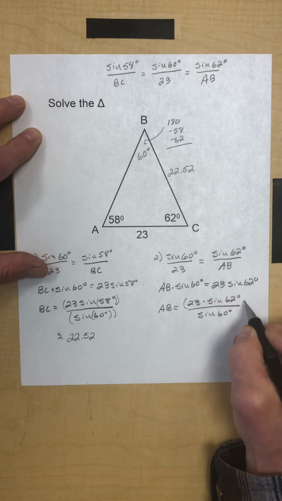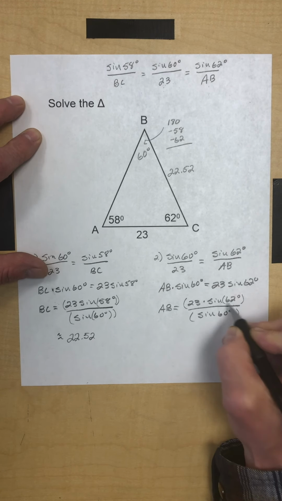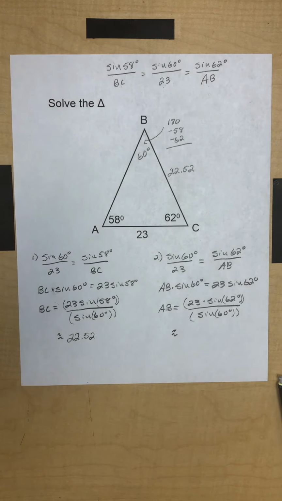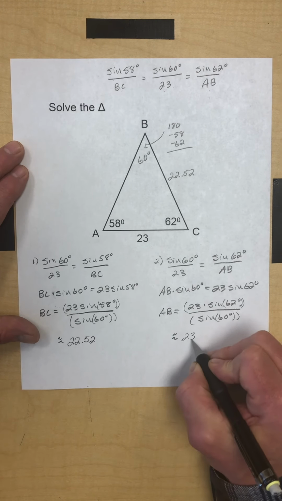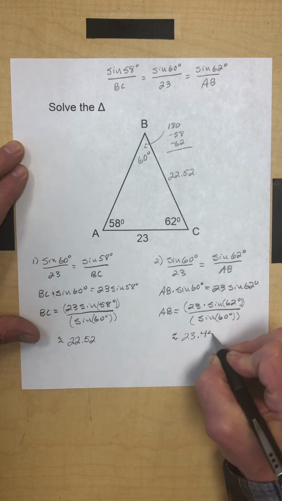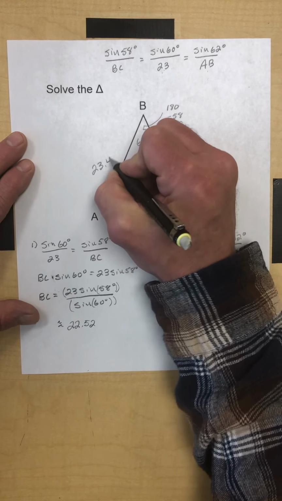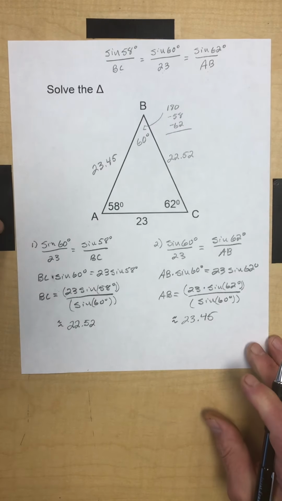And again, put your grouping symbols in there, because we're just going to, as always, punch it right into our Walmart special and let it do its thing. So we go parenthesis, 23 times the sine, parenthesis comes up, 62, so it's double parenthesis, divided by parenthesis, sine, parenthesis comes up, 60, double parenthesis, and hit equal. And I am getting 23.45 when it's rounded off to the nearest hundredth. Okay, so this guy should be 23.45.